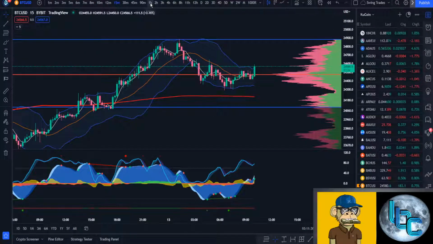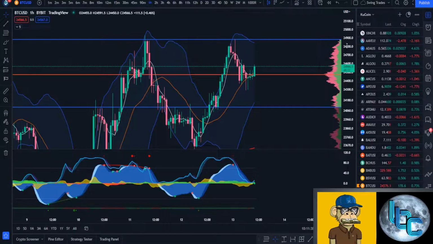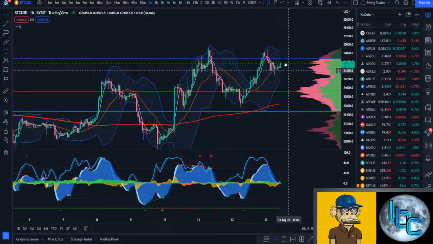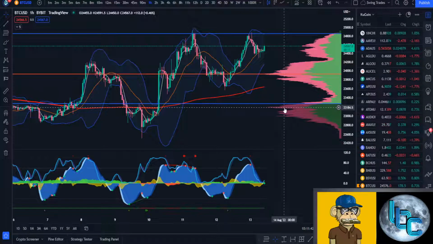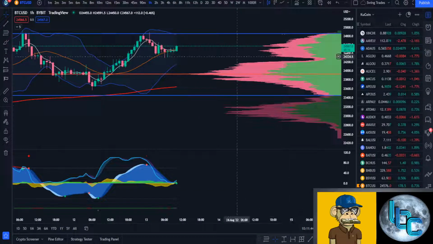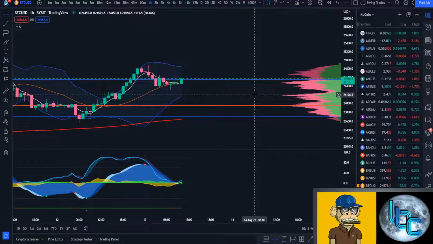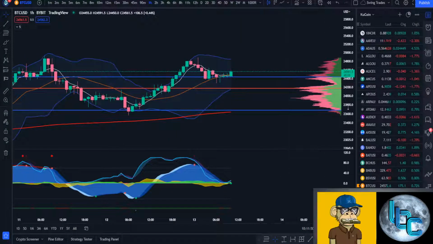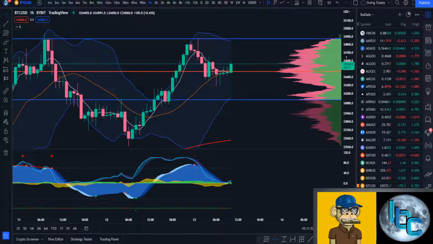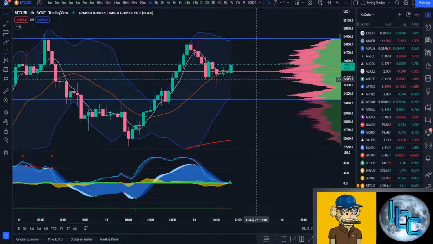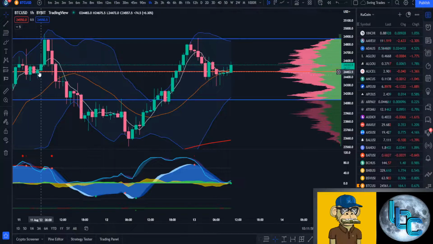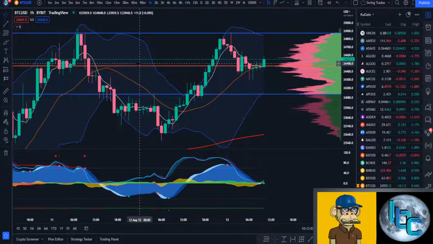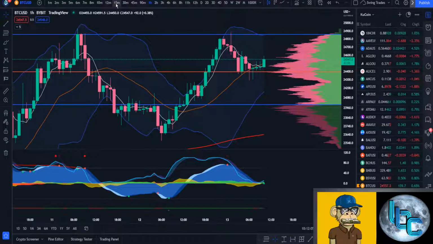Let's back this up a little bit. So, what time frame are we looking at here? What time frame are we looking at for the node? As in, from this time to this time? 15. Oh, we're at 15 minutes.